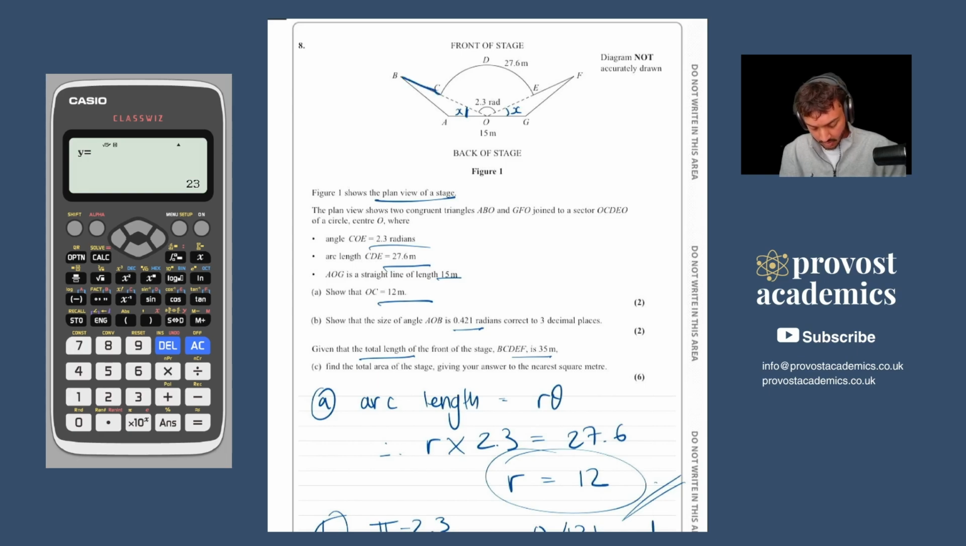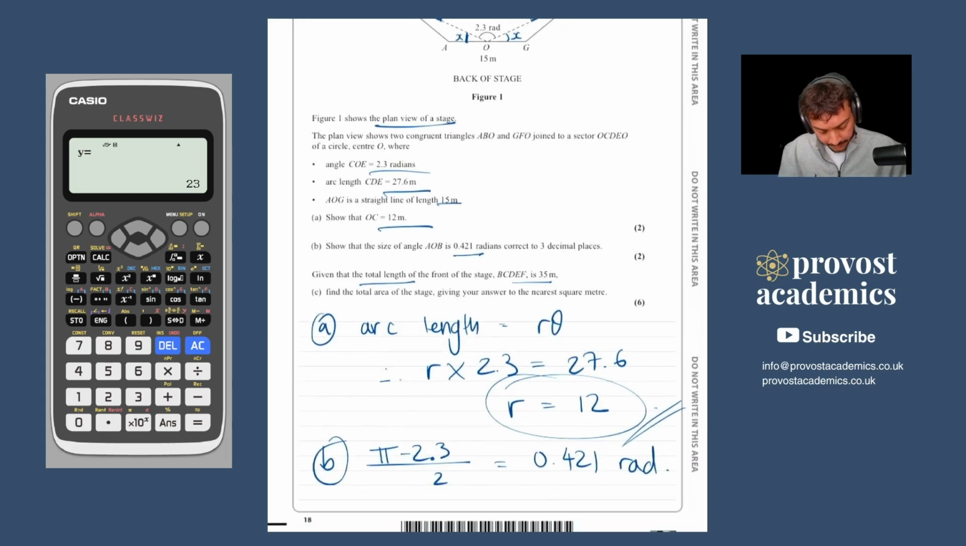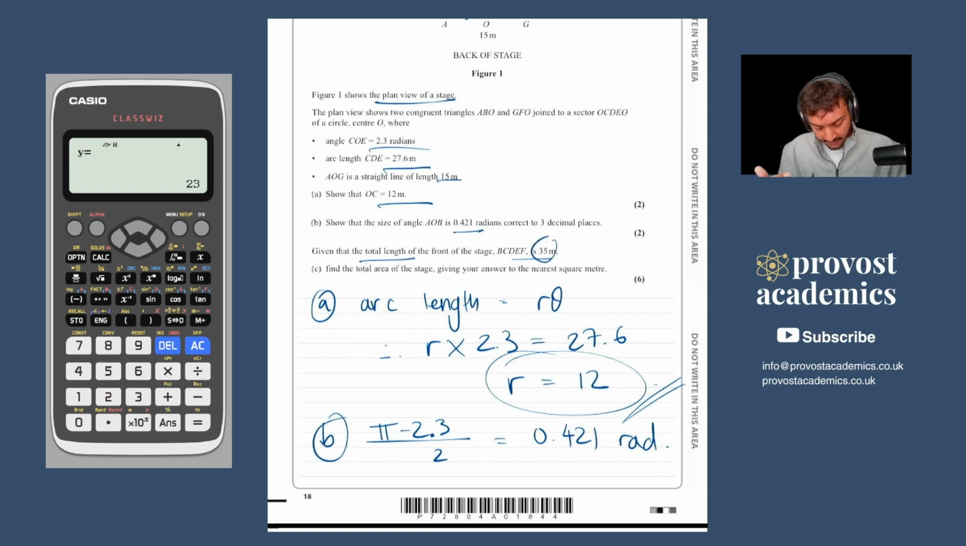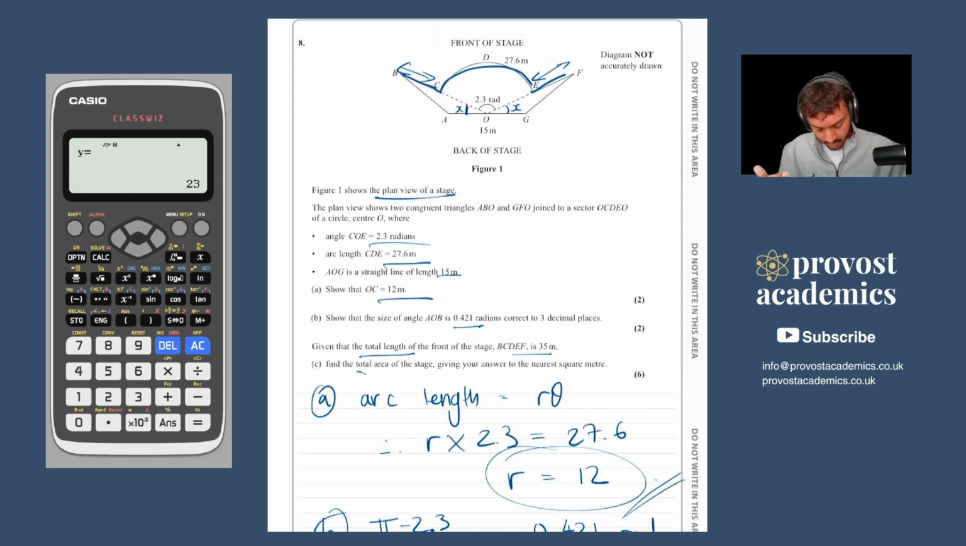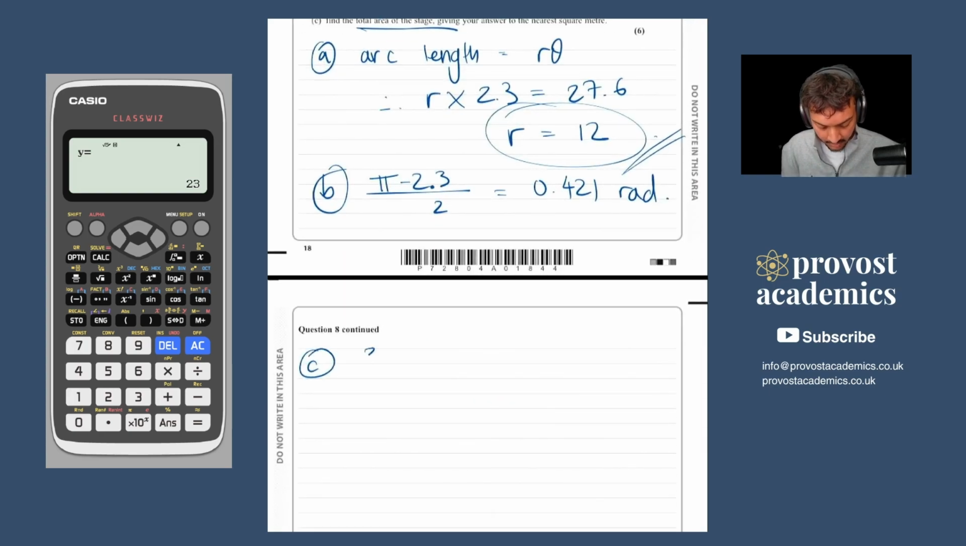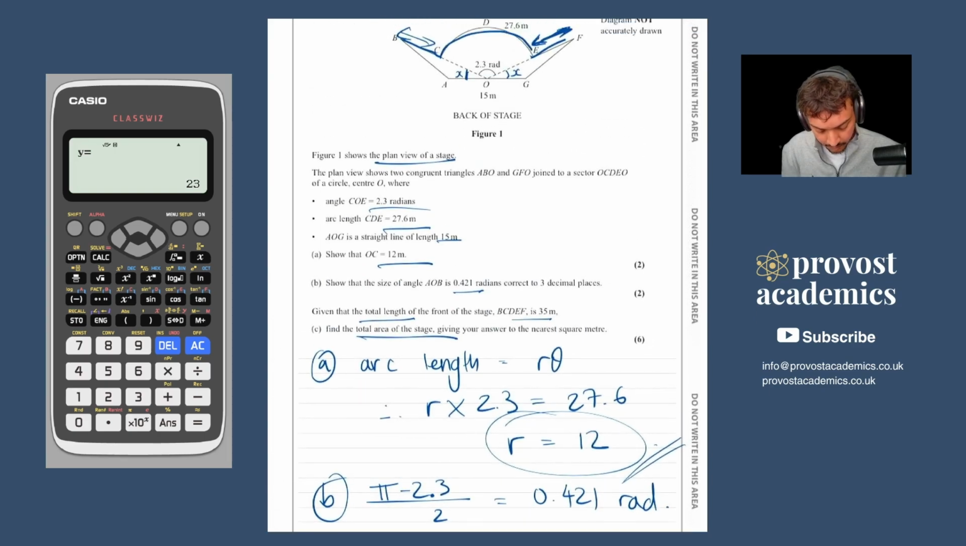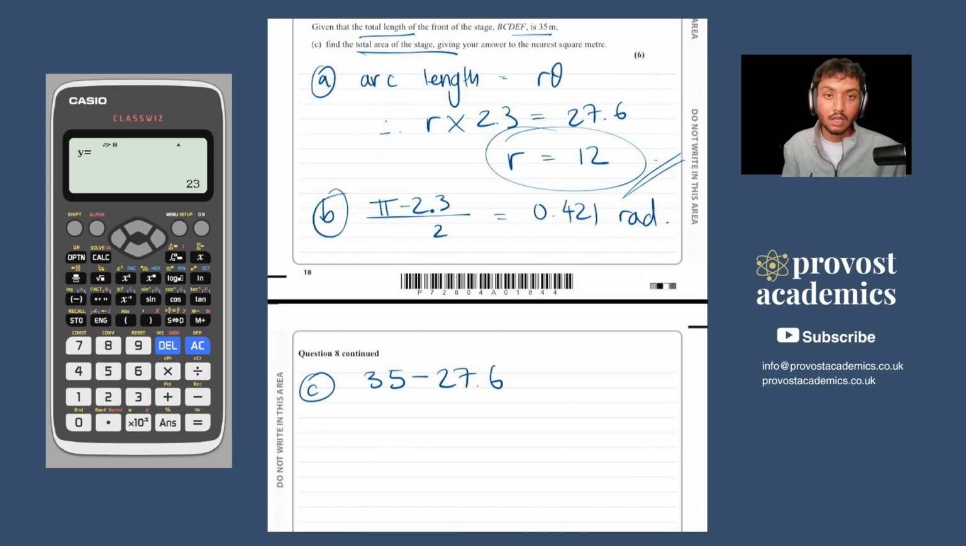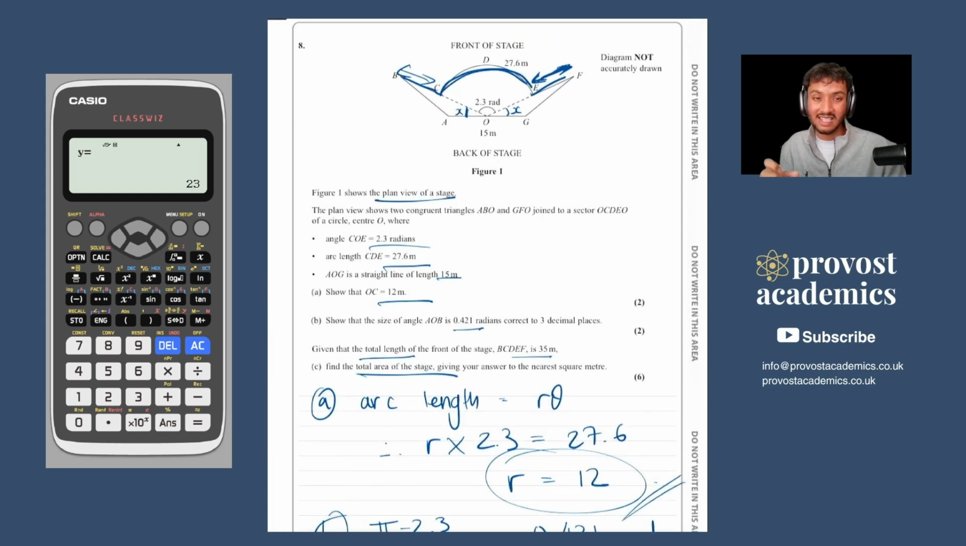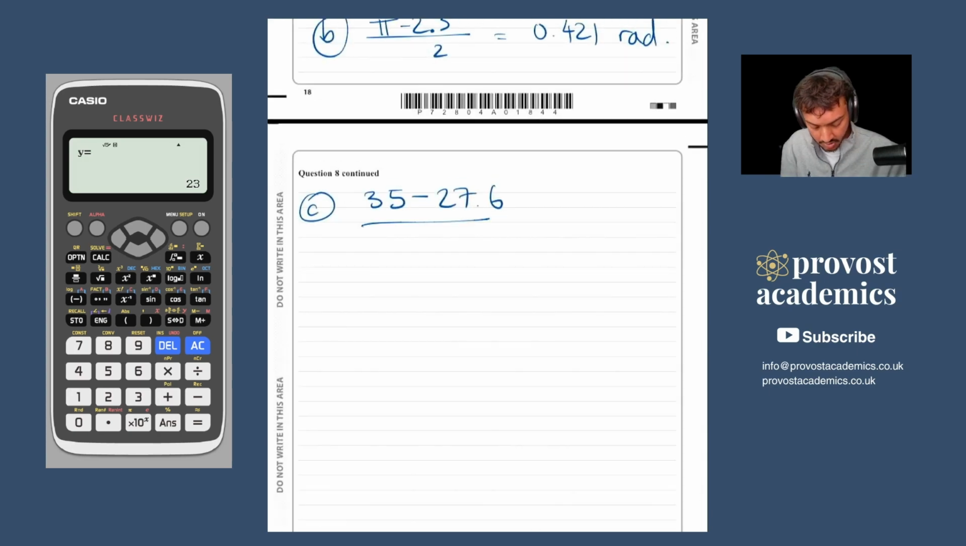Okay, next we have the total length of the front of the stage is 35. So total length, I believe that includes these two bits, BC and EF, and that is equal to 35. Find the total area of the stage. So total area, that's including the two triangles and the sector. Okay, fine. So what's the plan here? The plan is that we figure out what these two bits, BC and EF, are, and we can do so by doing 35 take away 27.6. So I'm taking away the arc length from 35, and since these two are equal length, I can just divide them by 2.